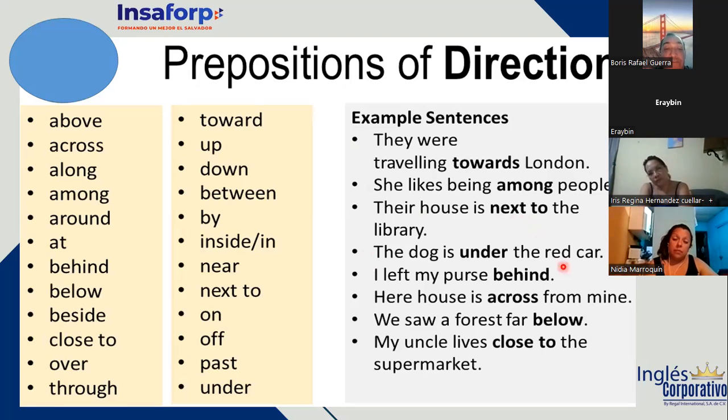The dog is under the par. A la par de. Al lado de or a la par de, which is the same thing. Now, when we say the dog is under the red car, we automatically know that under is debajo. So I left my purse behind. What is behind? Atrás. Her house is across from mine. What is across? Cruzando. Across from mine. So we saw a forest far below. Have you ever heard below before?